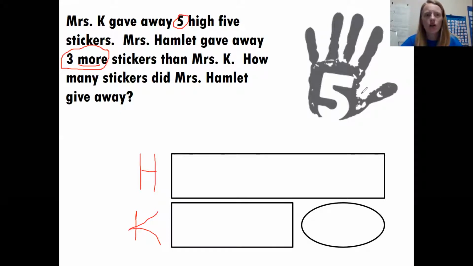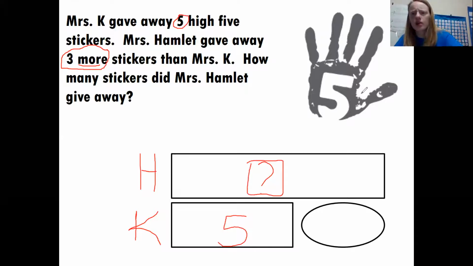Do we know how many stickers Miss Hamlet gave away? No, that's what our question is asking us to figure out. So I'm going to put a big question mark right here because I don't know. Do we know how many stickers I gave away? Yeah, I gave away 5. And do we know our more or fewer number? We do. It says Mrs. Hamlet gave away 3 more stickers than Miss K. So that's going to be a 3 right there.